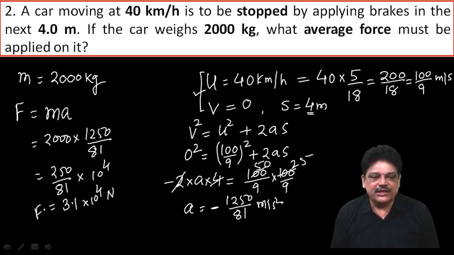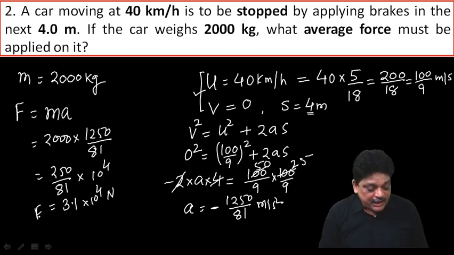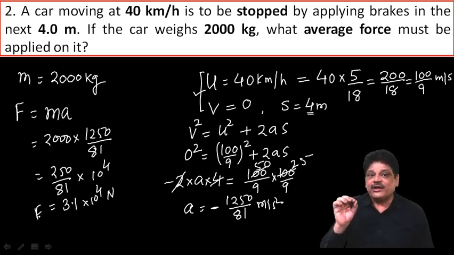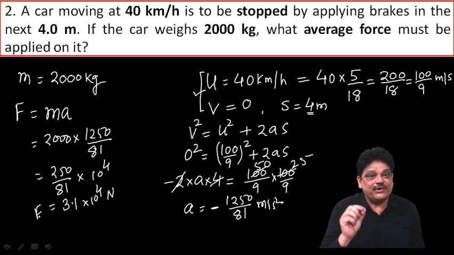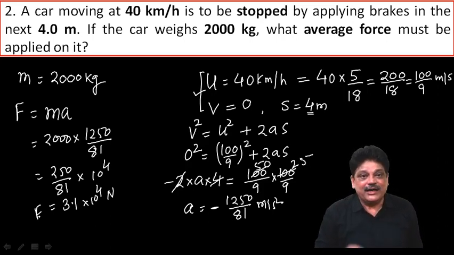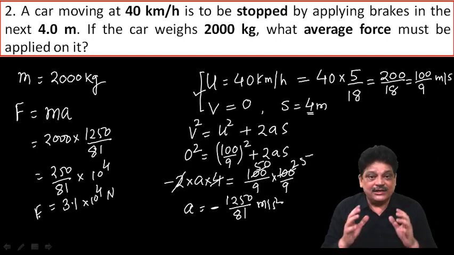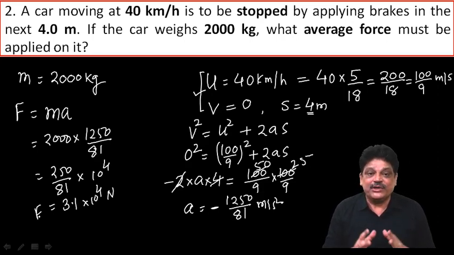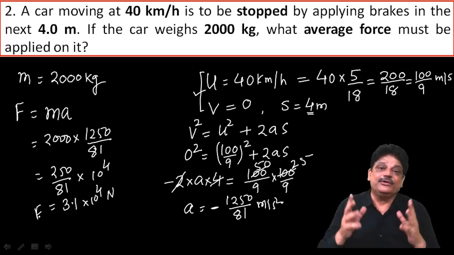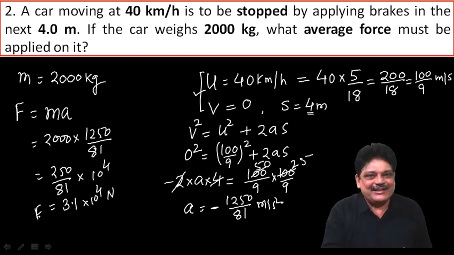Obviously, the unit is Newton. That means the car is moving at 40 km per hour and you want to stop it in 4 meters, and the mass of the car is 2000 kg, then you have to apply a force of 3.1 into 10 raised to the power 4 Newton opposite to the direction of motion, isn't it?